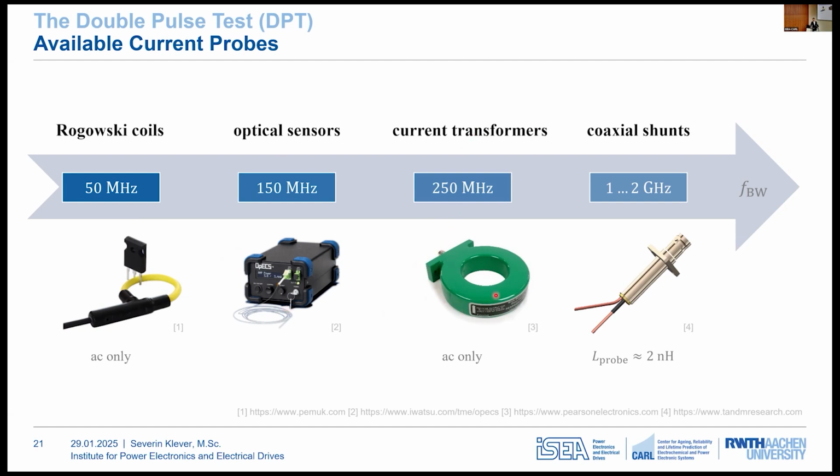Up to 250 megahertz, there are current transformers with a closed magnetic core. However, these devices are usually too bulky for device-level measurements in the double pulse test and cannot assess currents that are on the PCB traces. And finally, we have coaxial shunts. These are specially designed resistors with a very high bandwidth up to 2 gigahertz. The drawback of this technology is the parasitic inductance, approximately 2 nanohenry, which can distort the measurement and will show an impact on the switching behavior. So in conclusion, it looks like there's not a perfect solution for the double pulse test, and therefore we always have to expect systematic measurement errors.